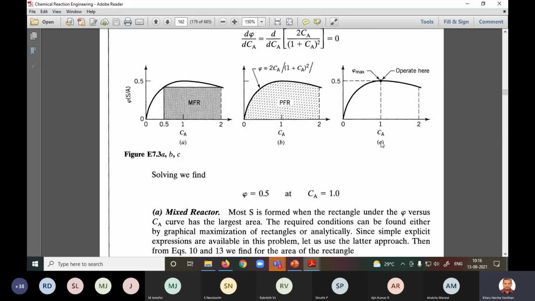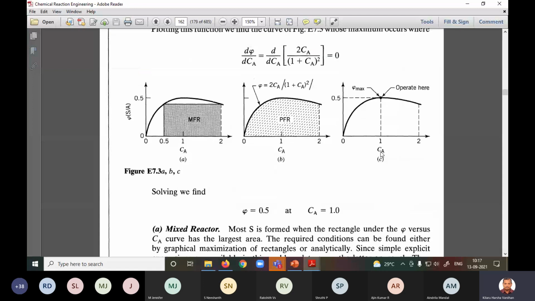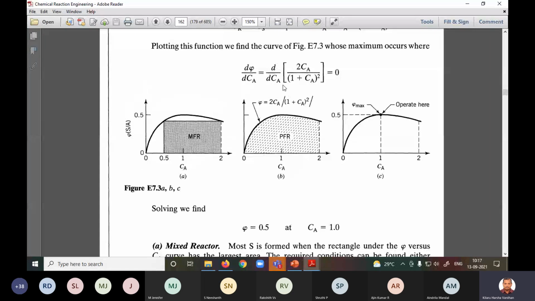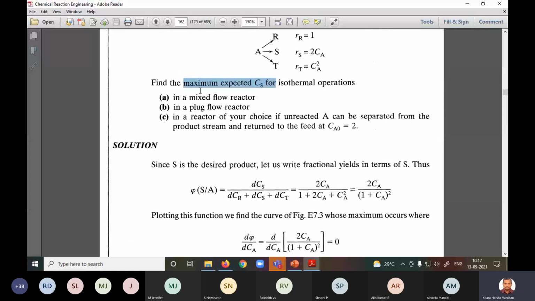For any reactor of your choice, you need to have Ca at 1, because that is where the maximum is, because your curve is going up and then decreasing. So you need to keep this particular value. At this value, you are having the maximum of R. That is what you can get from the graphical approach, or even from the analytical expression which you are doing here, right? So for a mixed reactor, that is what he's asking you.